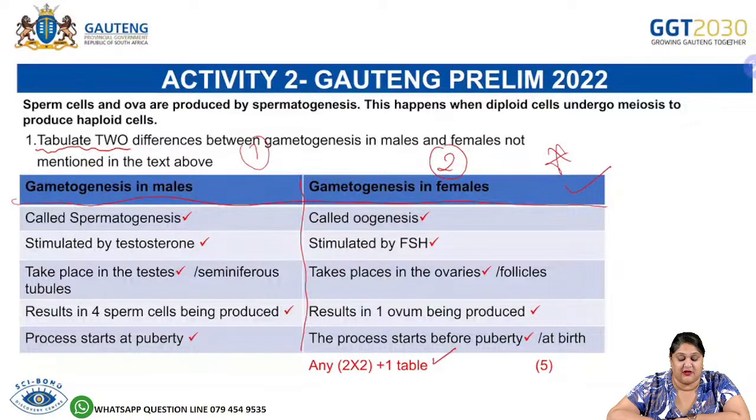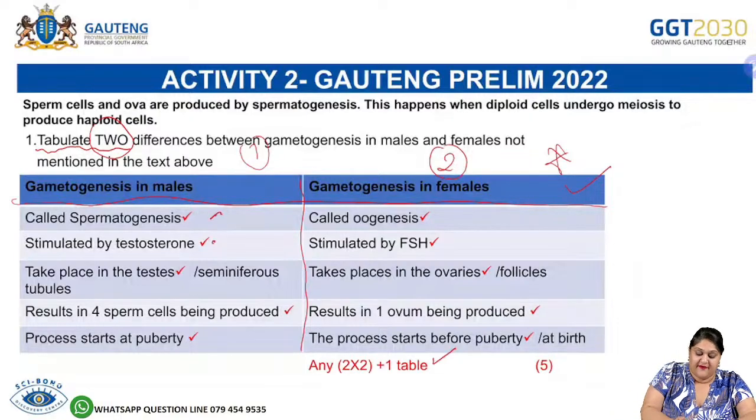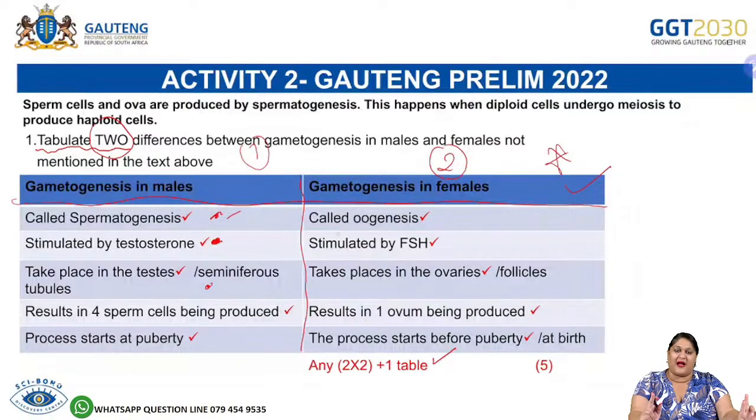So this caption is going to be: table representing the difference between gametogenesis in males and females. Then, when they ask you for 2, they mean they want 2 differences. They're only going to mark the first 2. So if you said called spermatogenesis, and then you said something incorrect, and then you have another one that is correct, you will still only get the first mark, because we're only going to mark the first 2. Okay, because it asked you for 2.